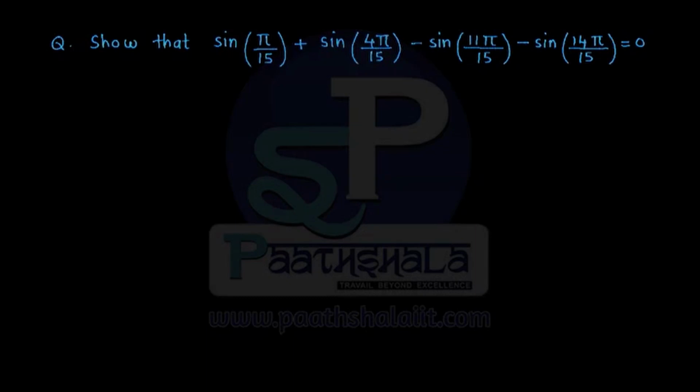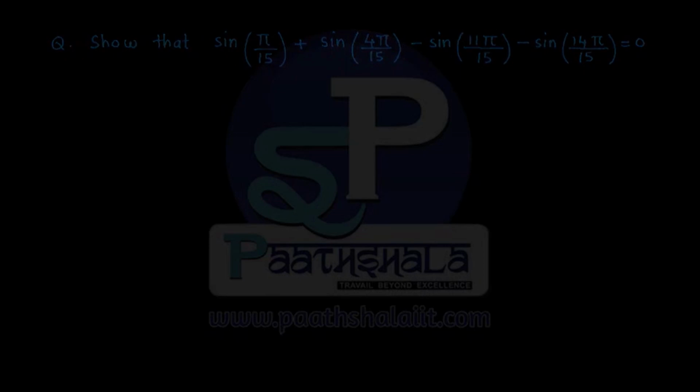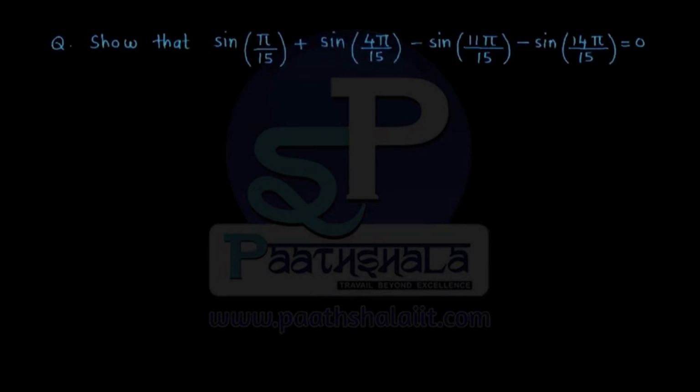Now in this question we have to show that sine of pi by 15 plus sine of 4 pi by 15 minus sine of 11 pi by 15 minus sine of 14 pi by 15 is equal to 0. Often, whenever there are a lot of terms and their addition or subtraction is shown to be 0, that means there must be some internal cancellation happening. So here we have two positive terms and two negative terms. So we take a chance to check whether positive terms are going to get cancelled with the negative terms.